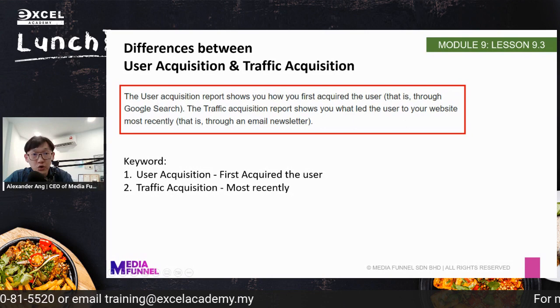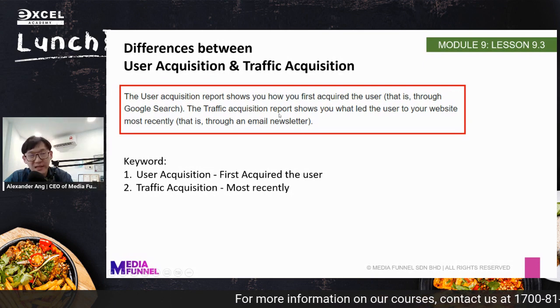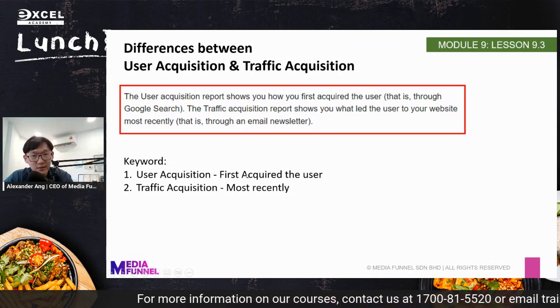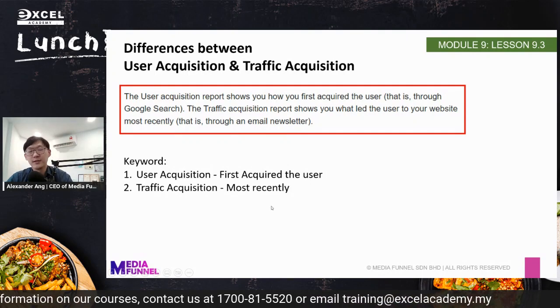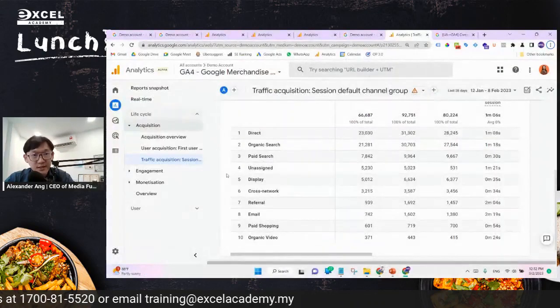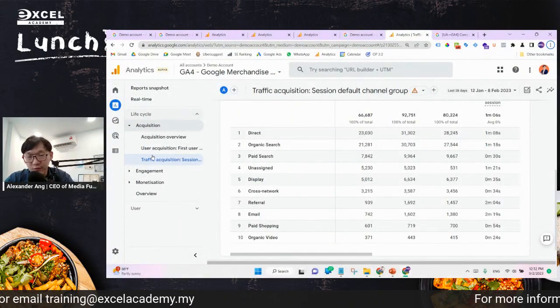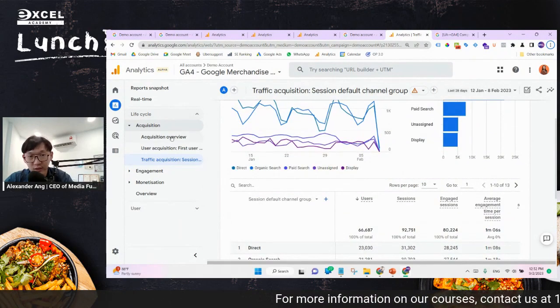Based on most recently, through emails, through Google also can. So what's the keyword? The keyword is: first acquired user, versus traffic acquisition based on most recently. Understand? Yeah. So let me just summarize. If you feel a bit confused, it's okay. No problem. Just look at the overview.